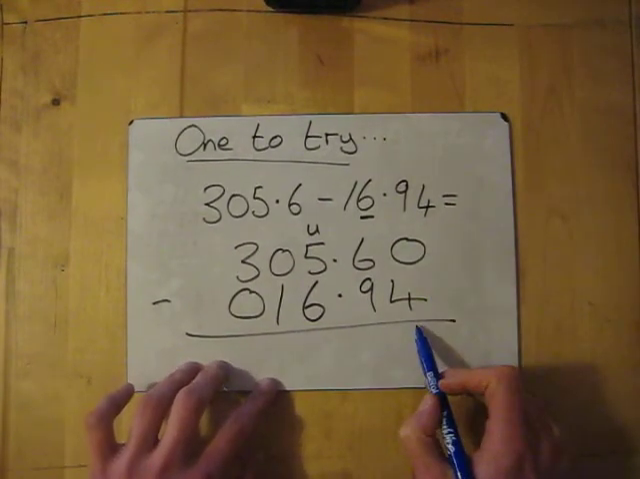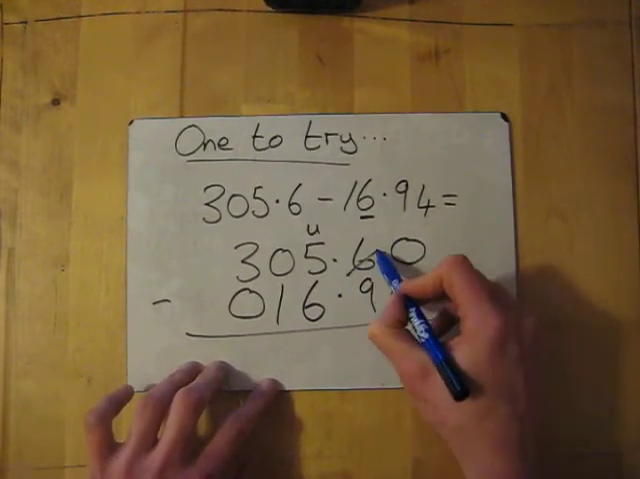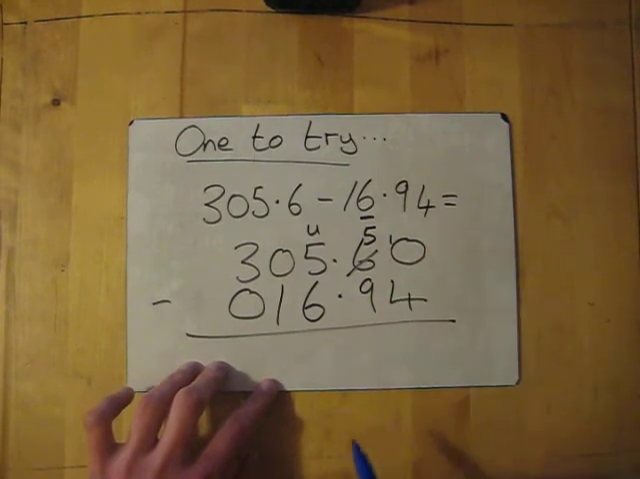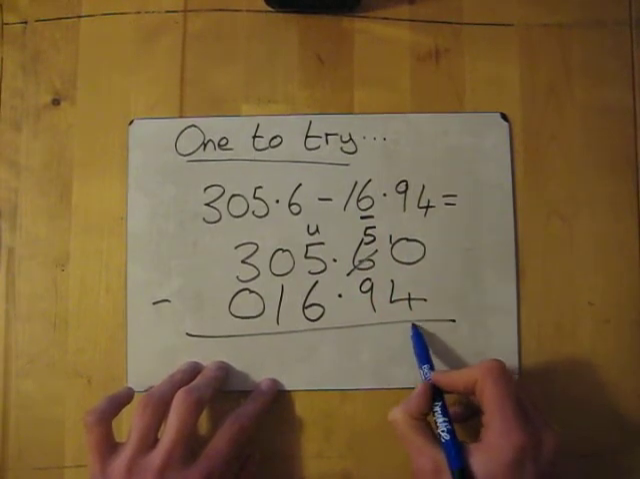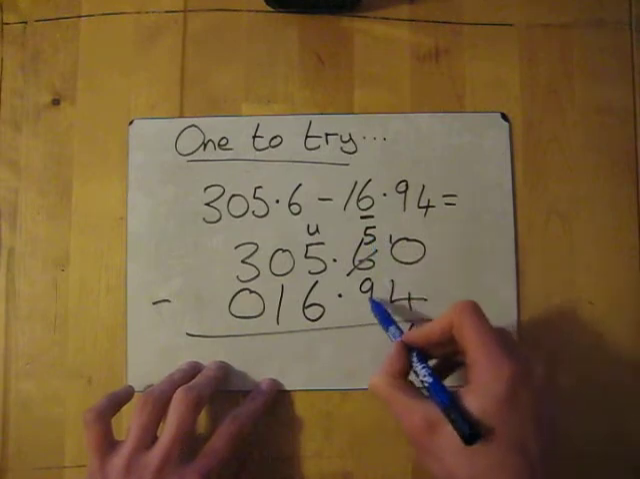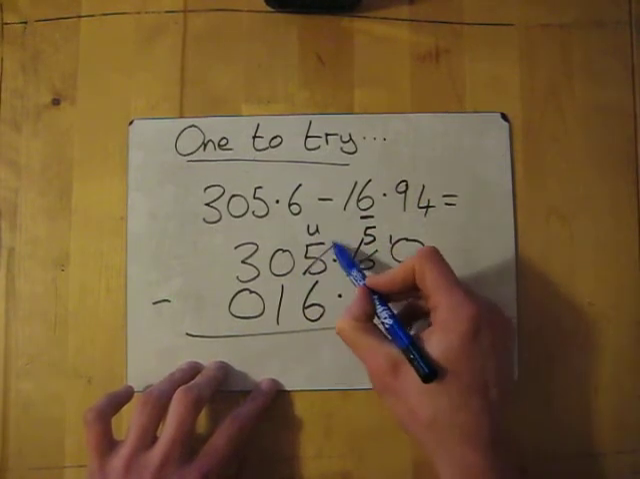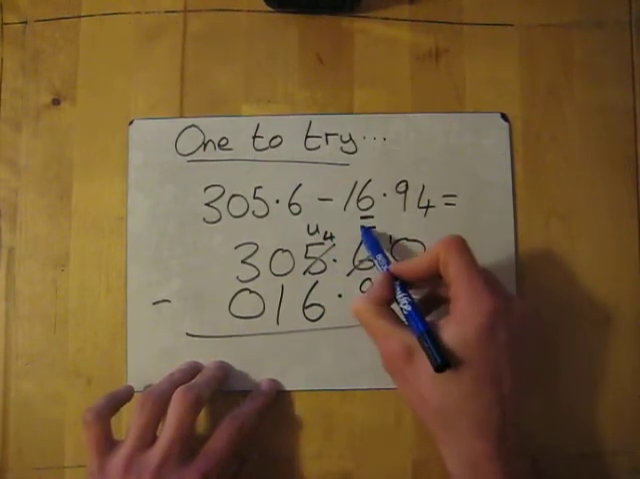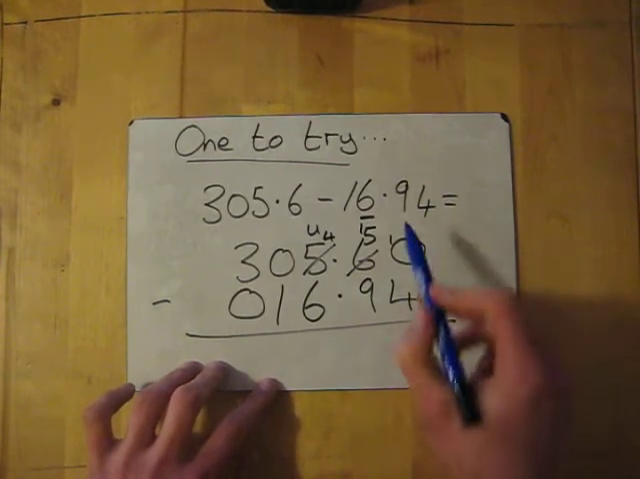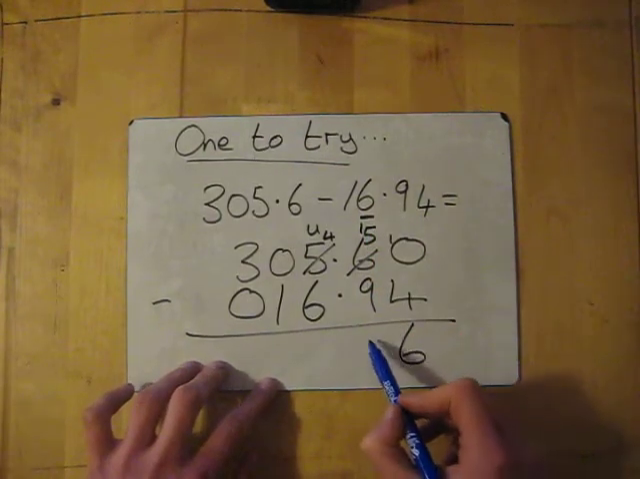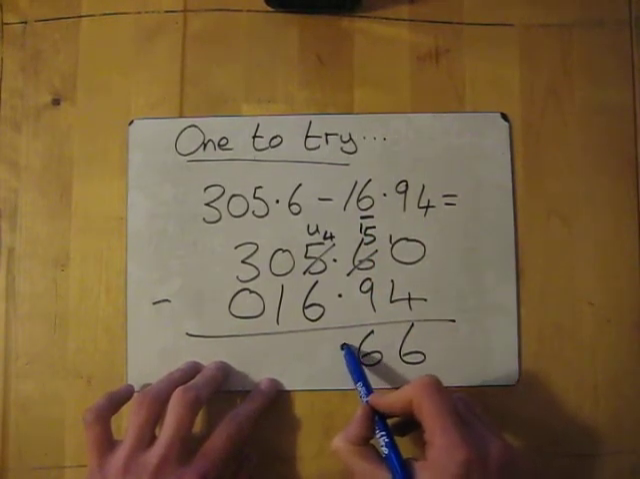So 0 take away 4, I cannot do because 0 is smaller than 4. So borrow from the 5. So 10 take away 4 gives me 6. 5 take away 9. Again, it's smaller, so I have to borrow. So he becomes a 4, and he's a 15. So now we've got 15, take away 9 is 6.